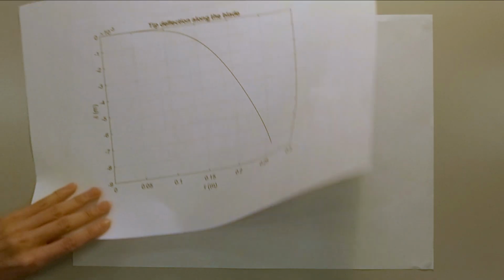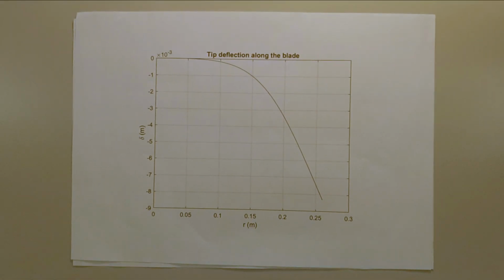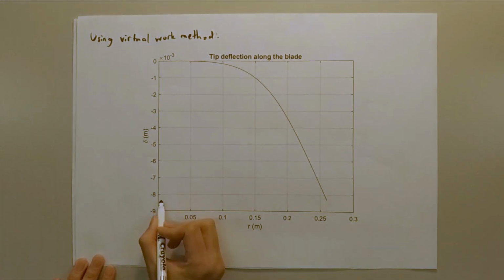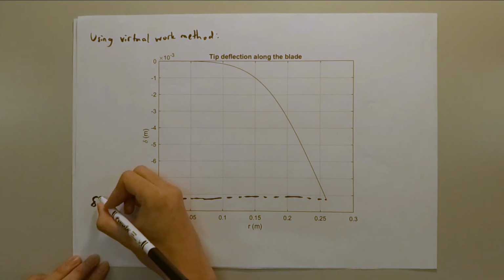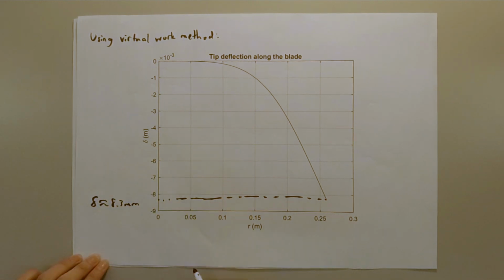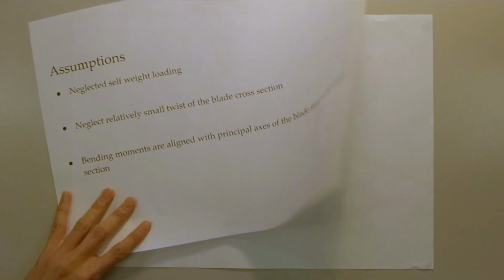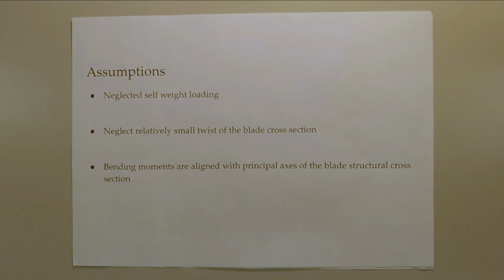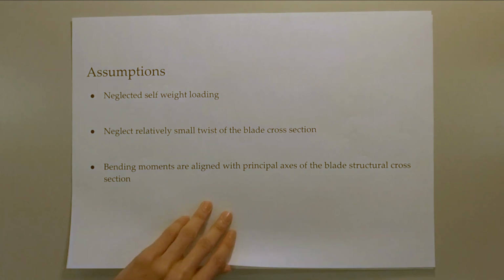Another consideration we had to ensure was that the tip deflection was well within the necessary constraints for it to operate at its optimal performance. The max deflection was calculated using the virtual work method. We found that the max deflection was approximately 8 mm. Other than neglecting shear stresses, some of the additional assumptions were that we neglected self-weight loading, neglected relatively small twists of the blade cross-section, and that we assumed bending moments are aligned with principal axes of the blade structural cross-section.